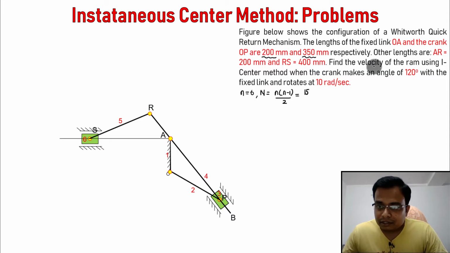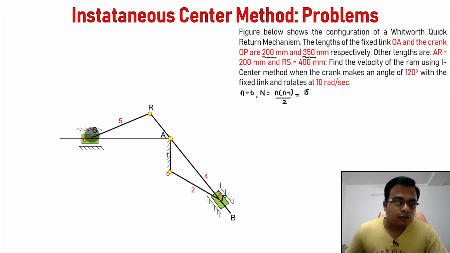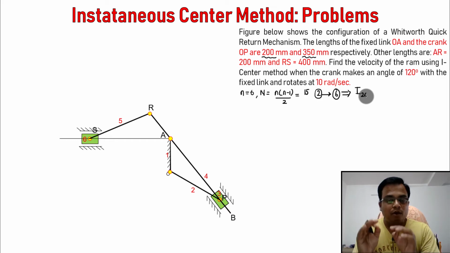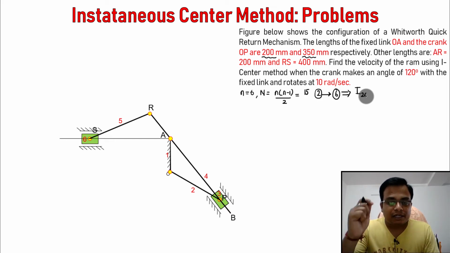Please take a look at this. Find the velocity of the RAM. So velocity of RAM has been represented by 6. RAM has been represented by 6. And what has been given to us? We've been given the angular velocity of link 2. So what we've been given is 2. What we need to find is 6. That clearly means that we need to find the location of I center 2, 6. So your prime objective right now is to precisely locate I center 2, 6.